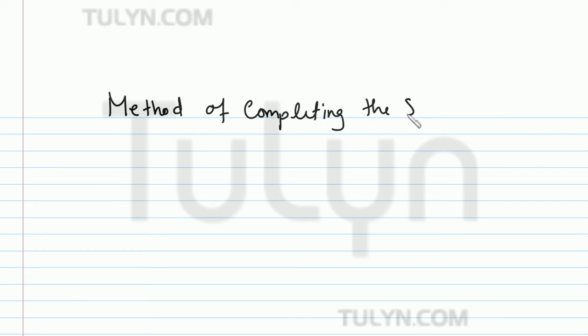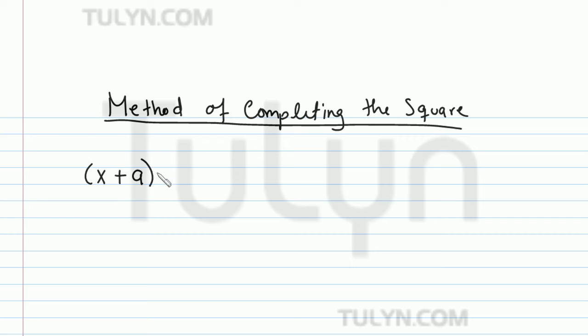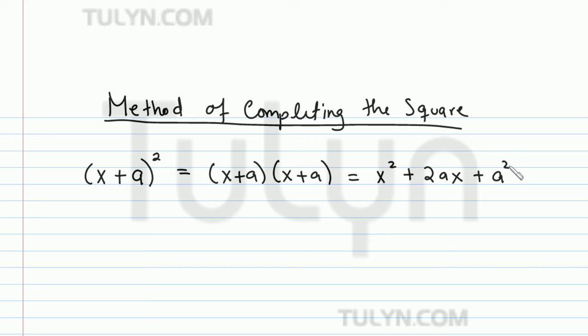The method of completing the square comes from the idea behind the square of a binomial. So you have the square of a binomial, x plus any number or any value a, and you square it. Well, that's the same as x plus a times x plus a, right? And when you FOIL it, the end result is x squared plus 2ax plus a squared.